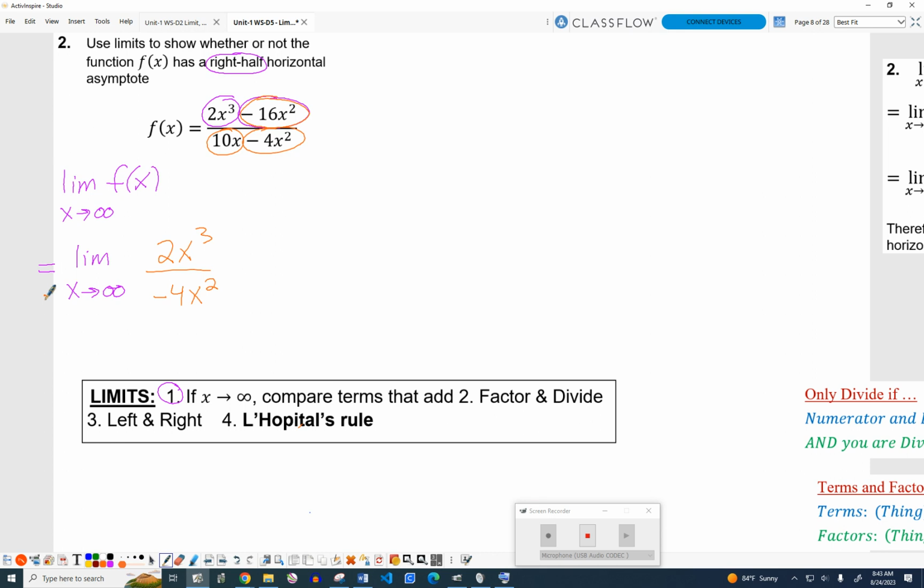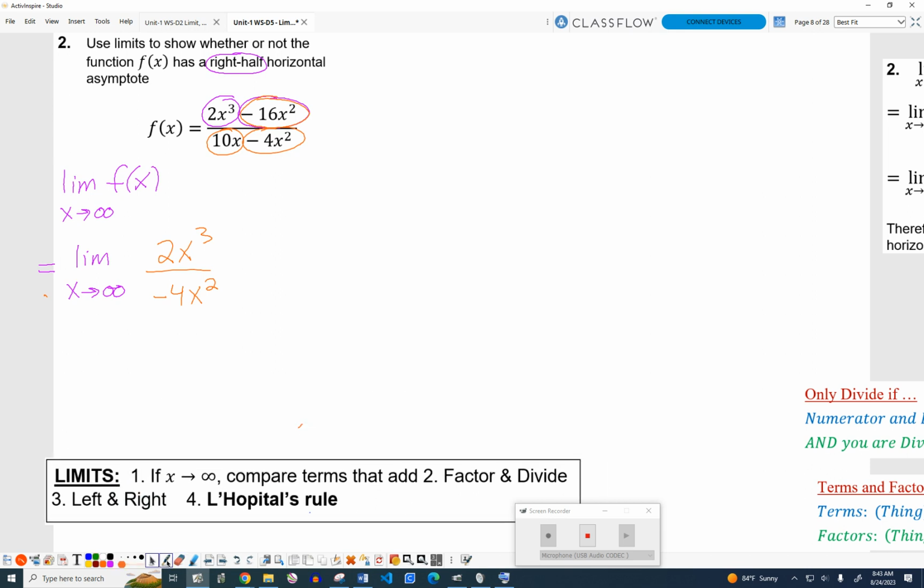Okay. Next step, factor. So we go like this. Say equal. Say limit, x approaching infinity. We have 2 divided by negative 4. We have x cubed. Oh, we're going to factor some more. We're going to go x squared over x squared. We're going to go x over 1. I said that badly.